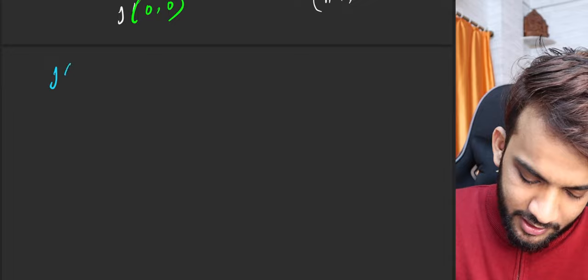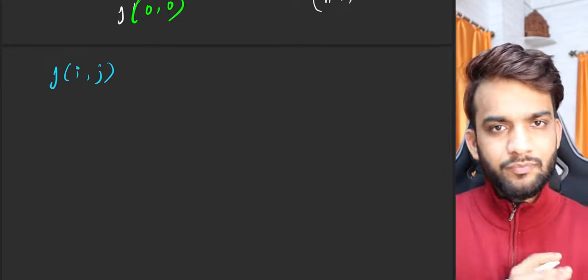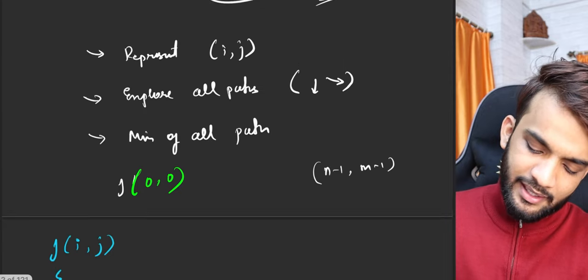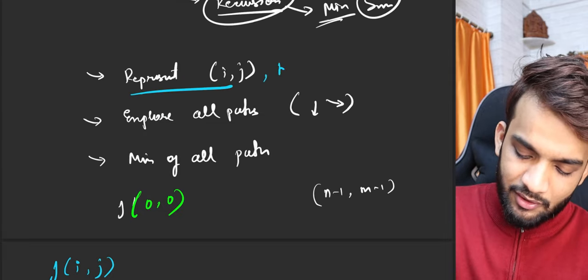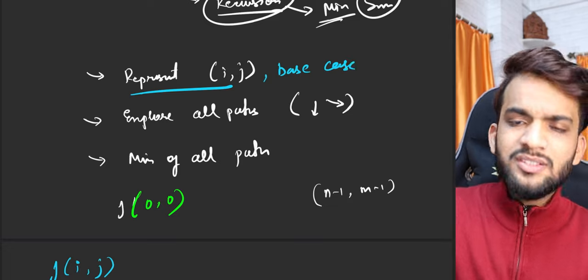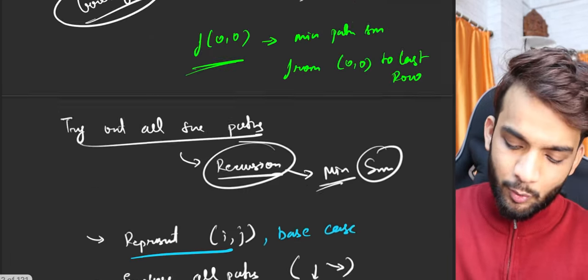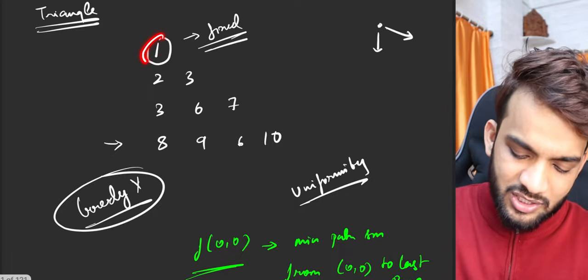So we know the recurrence is something like f of i, j. Correct? So what do we initially write? If I'm writing this to represent i, j, then we have to write the base case. What is the base case? What am I doing? Try to think in that direction. I know that I'm starting from here.